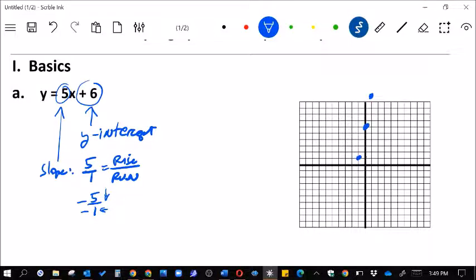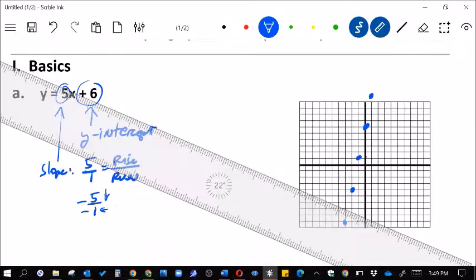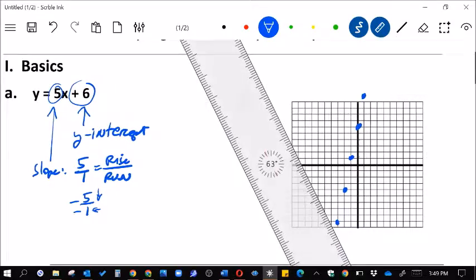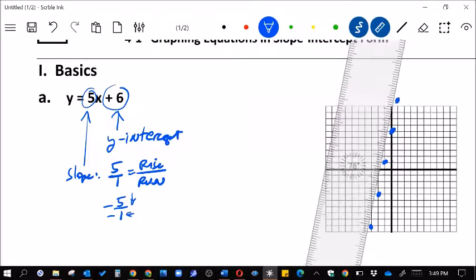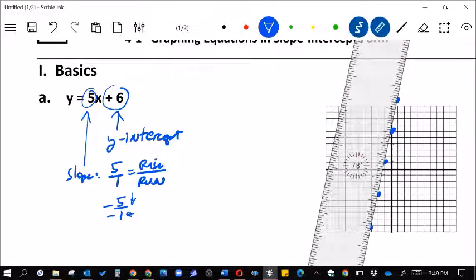So now I can go down 5 and over 1, and then down 5 again. Okay, so it's down 3, 4, 5, and over 1. And that means now I can get a line that goes through the y-intercept and all the other points that we could find by using the slope.